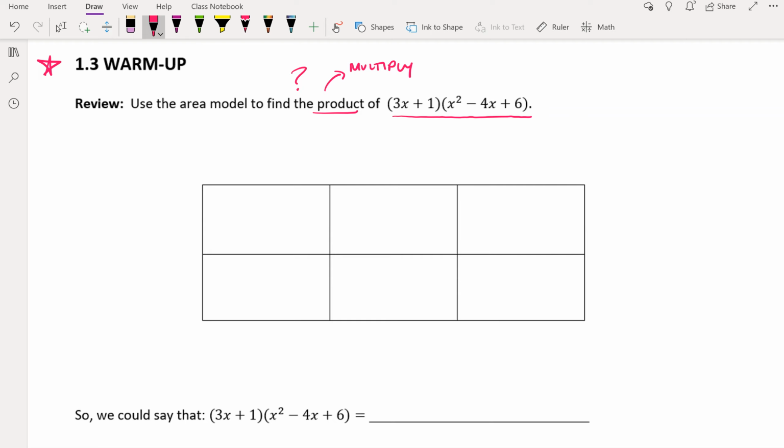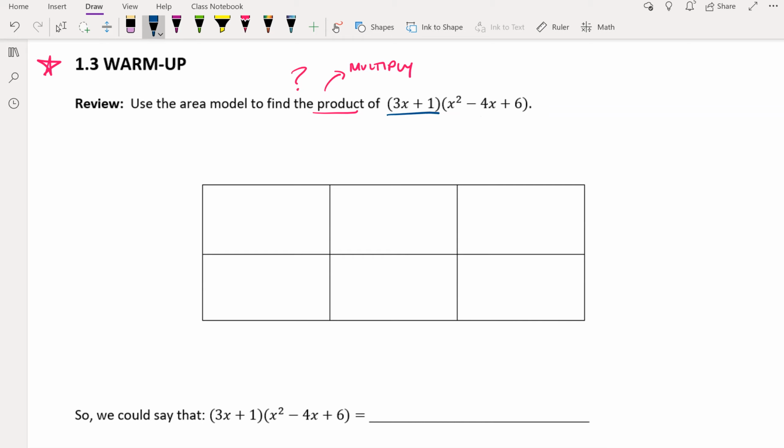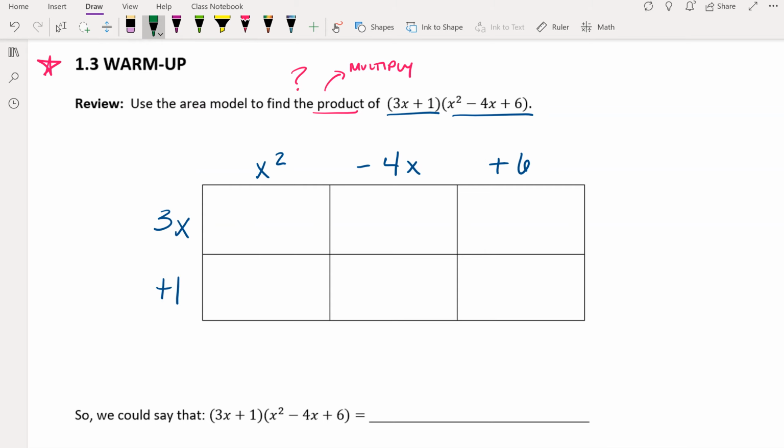Okay, so really quick, we're going to start by filling out the outside of our area model. As a reminder, the outside of your box consists of the two things that you're trying to multiply, and this area model is already set up for you. 3x plus 1 and x squared minus 4x plus 6. Those two things go on the outside of the box. Then you need to multiply the things on the outside to get the inside pieces. I want you to do this multiplication and then see if you get it correct. So go ahead and try this multiplication on your own.